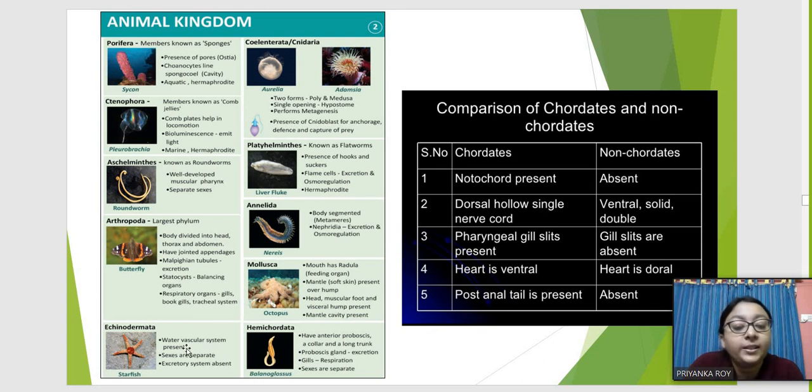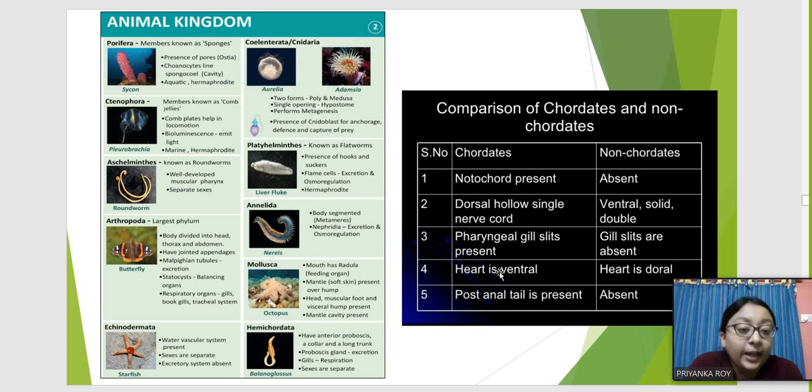Echinoderms, I have already said, are spiny skinned organisms, and they have a special kind of system called the water vascular system, which helps them in excretion, nutrition, etc. An example is the starfish.